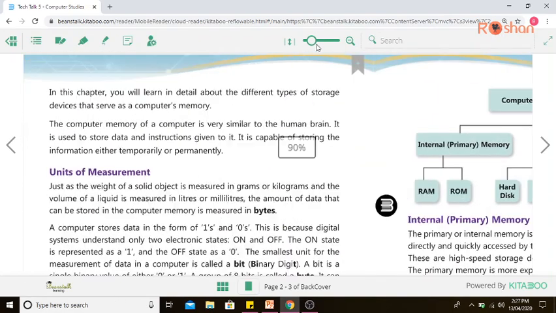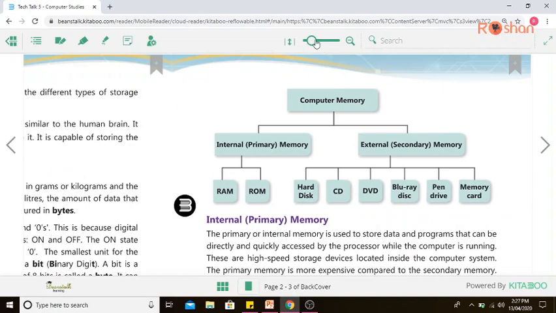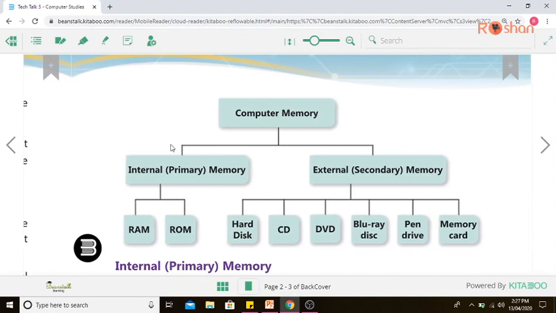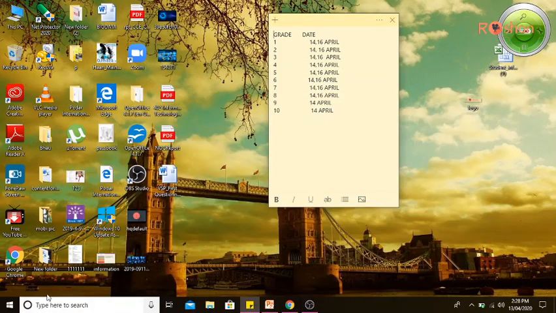I will zoom in so you can easily understand. Internal memory and external memory are the two main categories. In internal memory, there are two types: RAM and ROM. In external memory, that is secondary memory, we have hard disk, CD, DVD, Blu-ray disk, pen drive and memory card. So what is the difference between primary memory and secondary memory? I will explain it so you can understand easily. For that purpose I require one paint file.